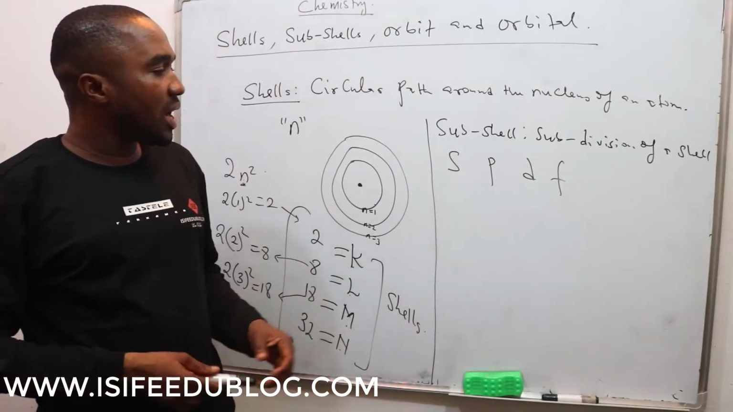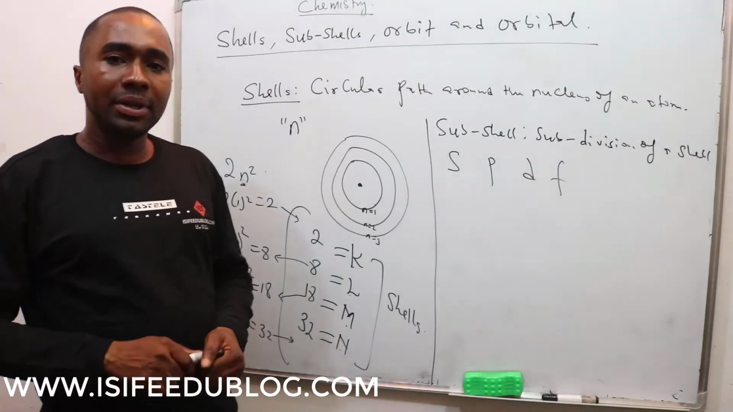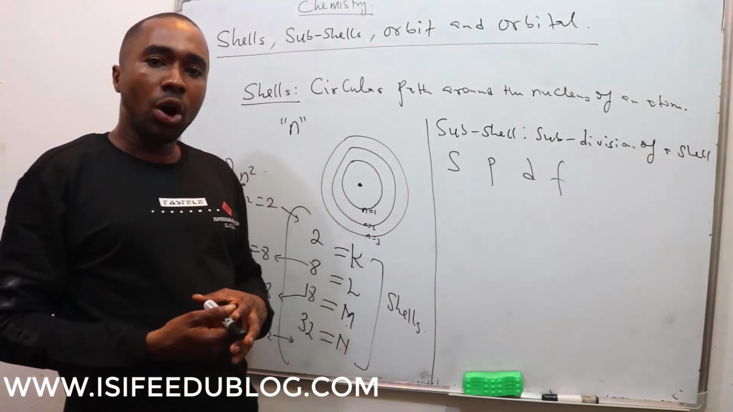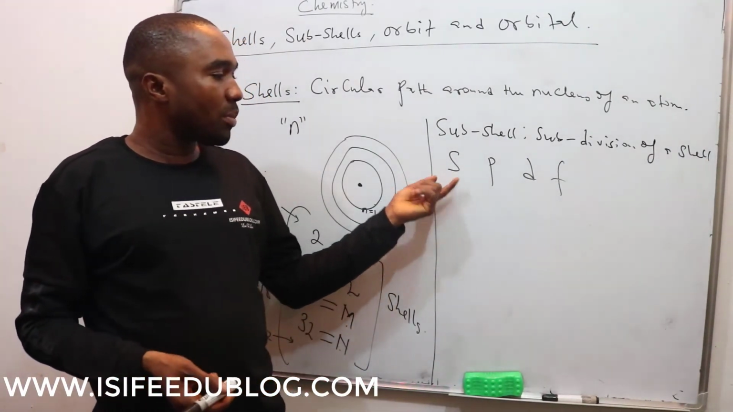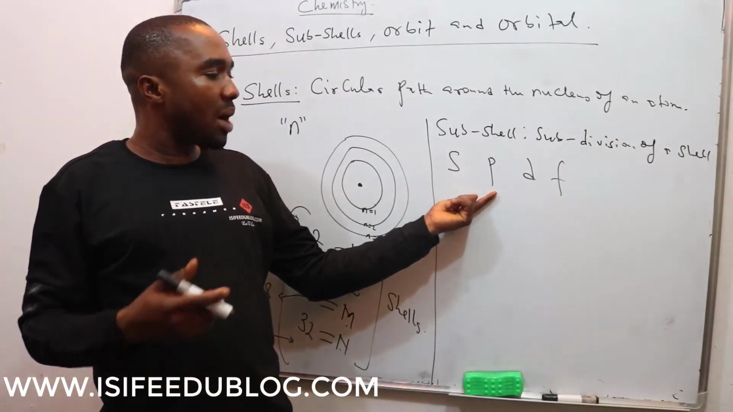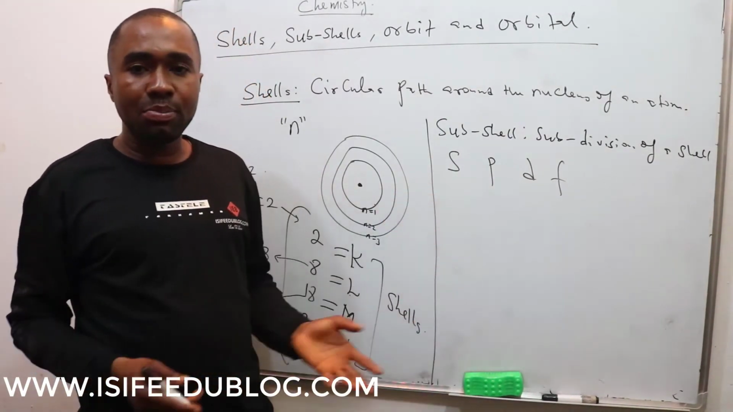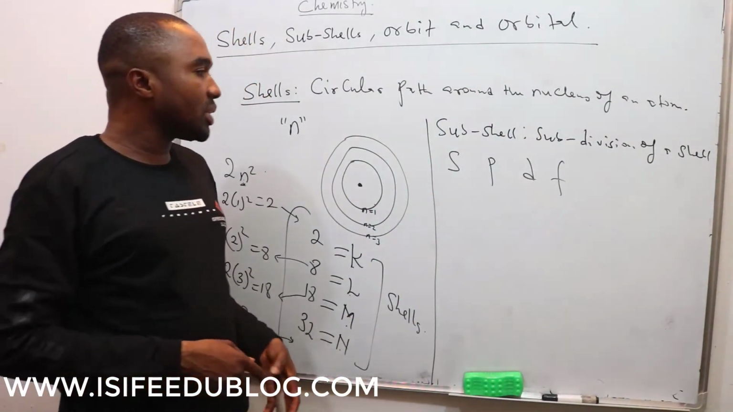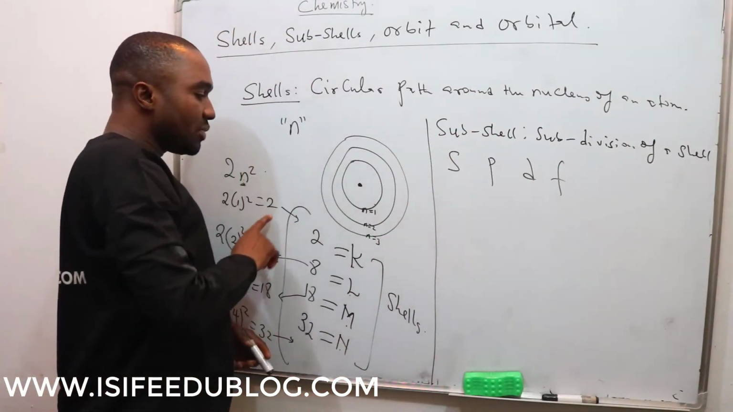Each of these subshells also produces different types of orbitals. Like S, we have the S orbital. In the P, we have the PX, PY, and PZ orbitals. In D, we have DX, DY, and the remaining part of the D orbitals. So the subshells talk about the divisions of the shell.